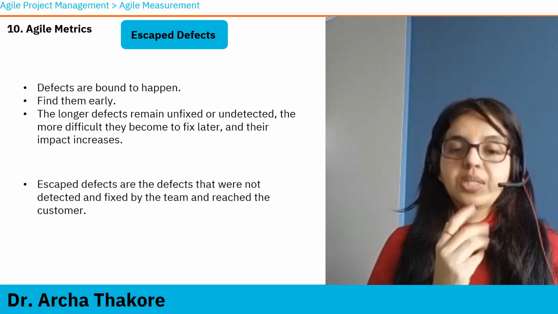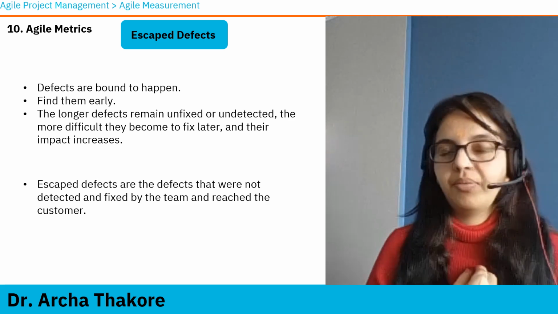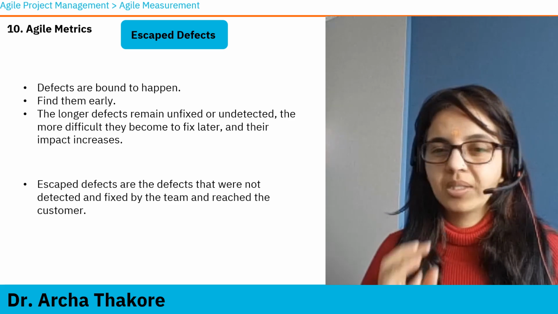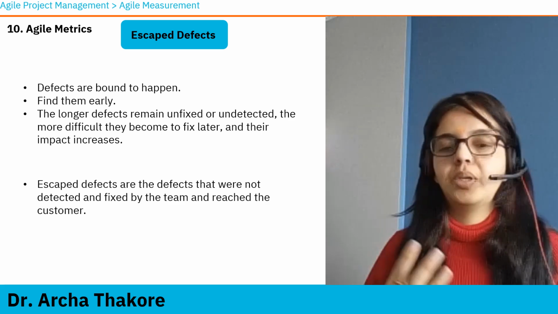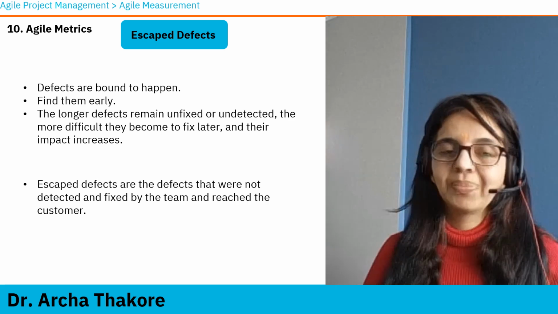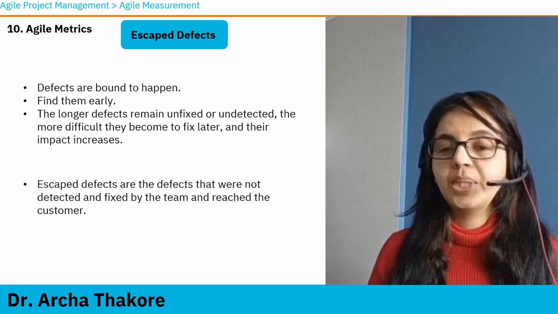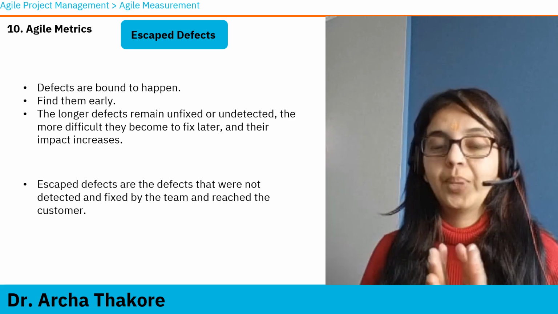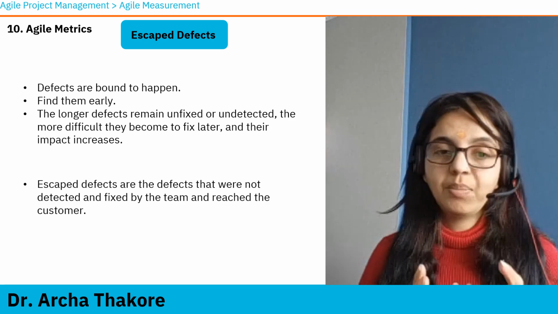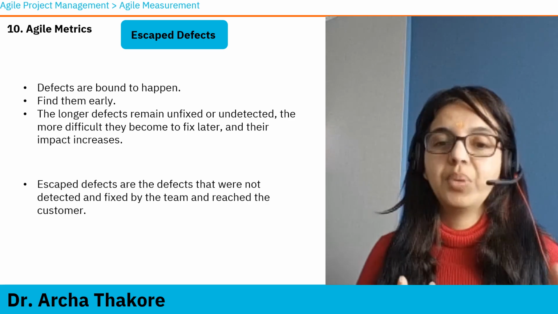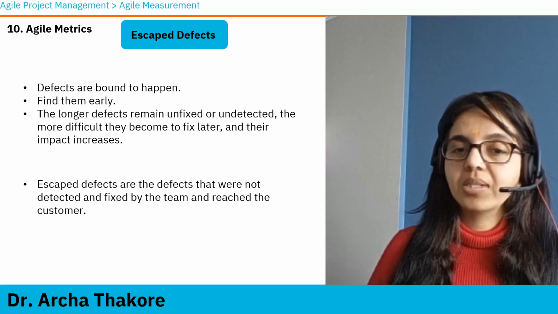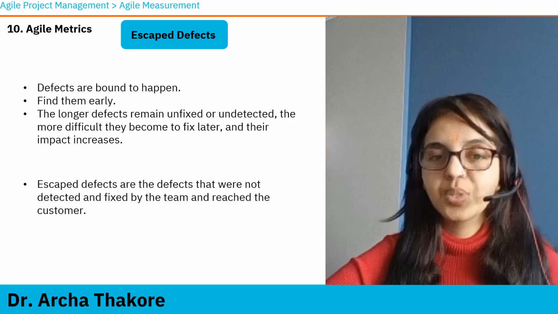Last point, which is defects, and then what are escaped defects. No matter how many times your team has done the same project, or if it is a new project, defects can happen. It's a very human thing. So, first of all, the team needs to have the awareness that defects can happen, but it's a quality measure to keep them in check. What do I mean by that? The team needs to do continuous testing to find them early. It's a quality metric. The longer the defect remains unfixed and undetected, the more difficult it becomes to fix it later.